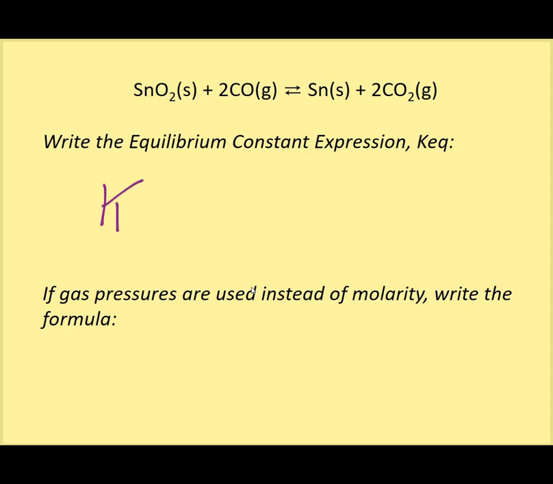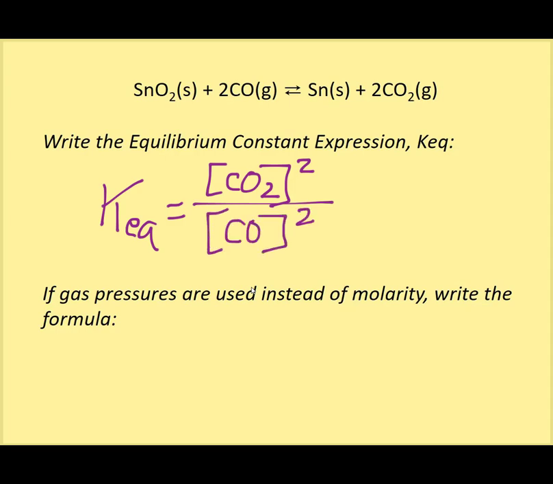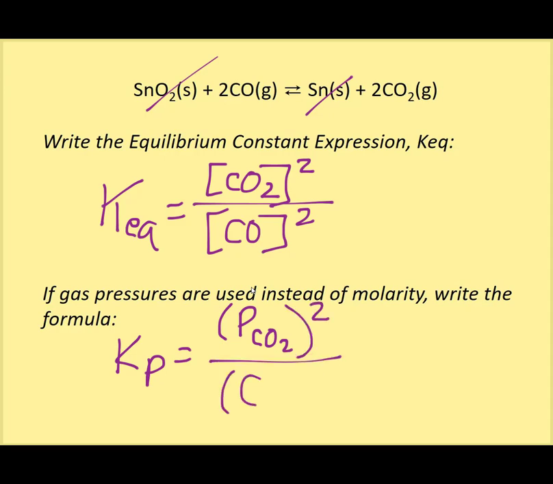So in this example, let's write a general equilibrium constant expression. Keq is just a general one. It applies to all situations. Products on top, and don't include the solids that you find on each side of the formula. So here is my formula for that. I just have one product and one reactant, because these solids you do not put into the equilibrium constant expression. If we were looking at gas pressures, then instead I would write a Kp, and I'm going to use parentheses. So I'm going to have the pressure of the CO2 and the pressure of carbon monoxide squared.